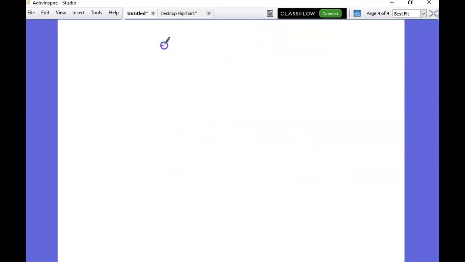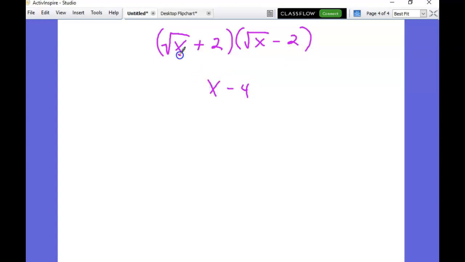What if I gave you guys this? I say, what's the square root of x plus 2 times the square root of x minus 2? What's the answer going to be? X minus 4. Because this times this is x, and this times this is negative 4, right?